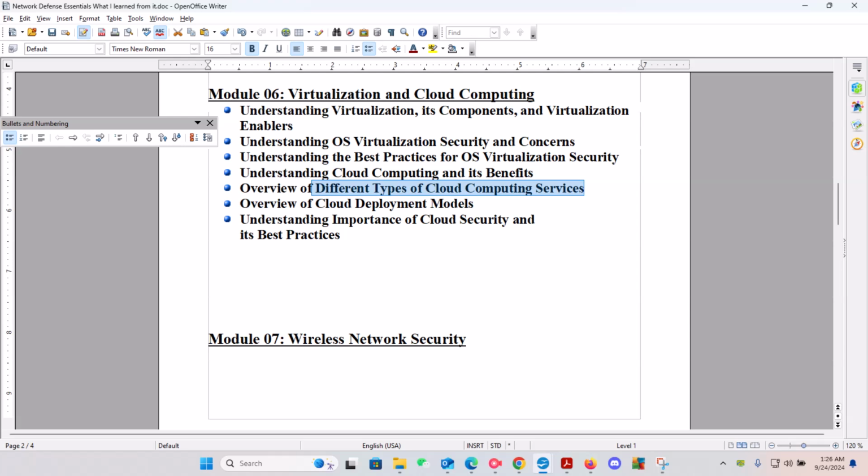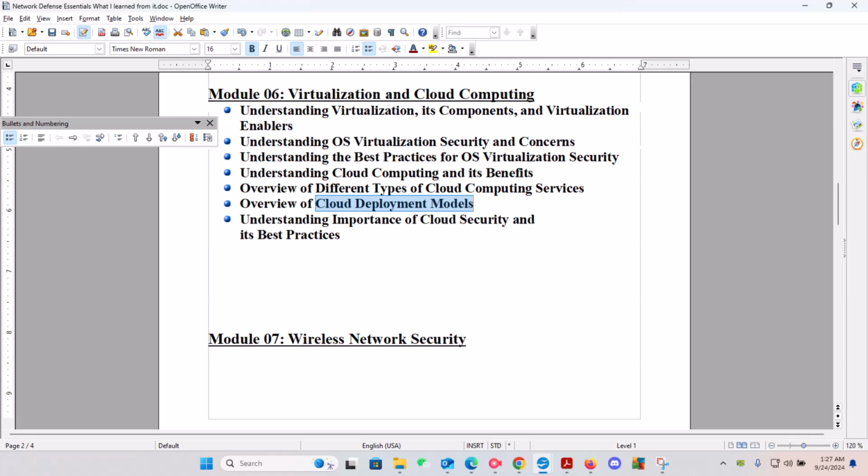In the course I learned what they are and how they work, basically. Also, I learned an overview of the cloud deployment models. This is more about the modeling of cloud computing itself. So what are the models? What are the different basic structures? Okay, so that's what it is.